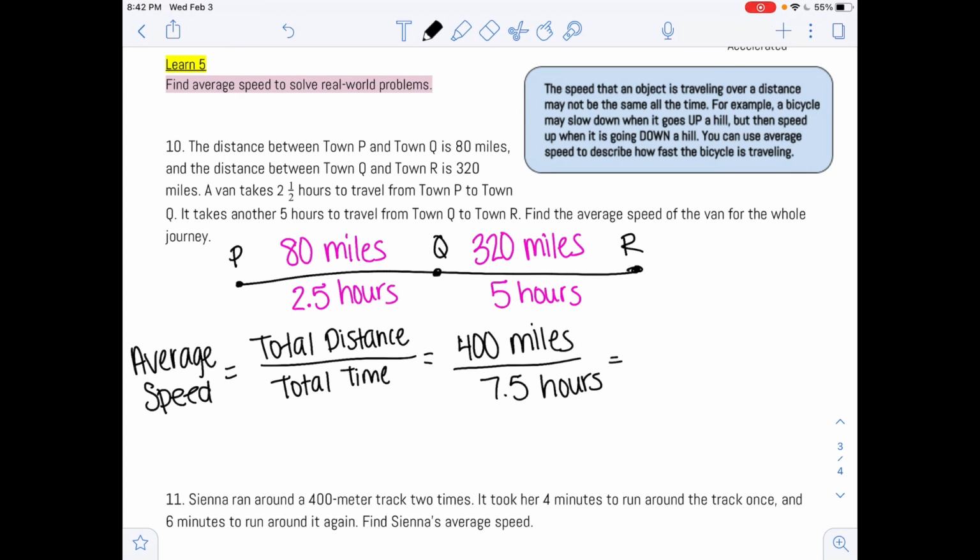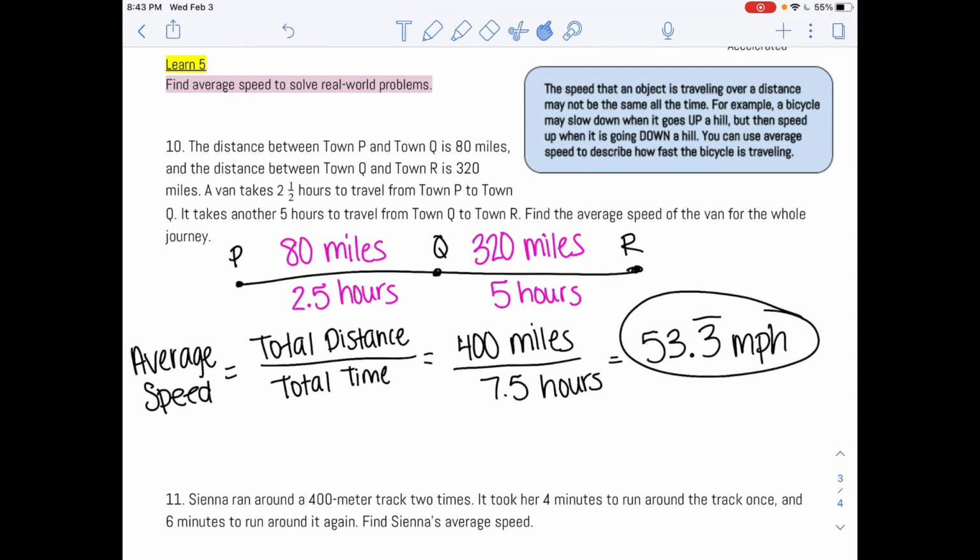And now we can divide and solve. 400 divided by 7.5. If we plug that into a calculator, 400 divided by 7.5, we end up with a repeated decimal of 53.3 repeating. So we put our repeating bar over our 3, and this is miles per hour. So the van travels an average of 53.3 repeated miles per hour.